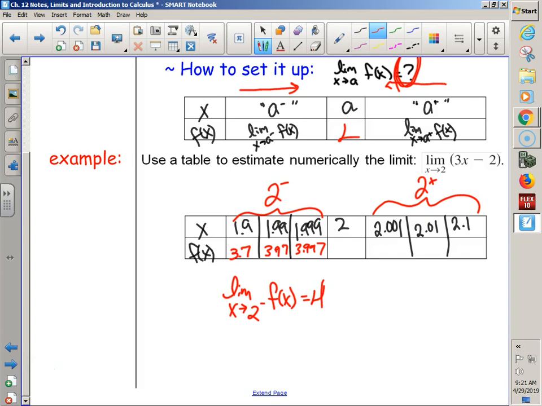But hopefully in your table you didn't just come from below, because what does the informal definition of a limit say you need? Either side. Well, yeah, both sides. I'll take it.